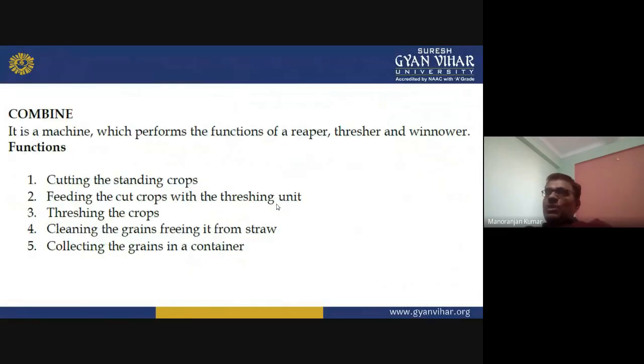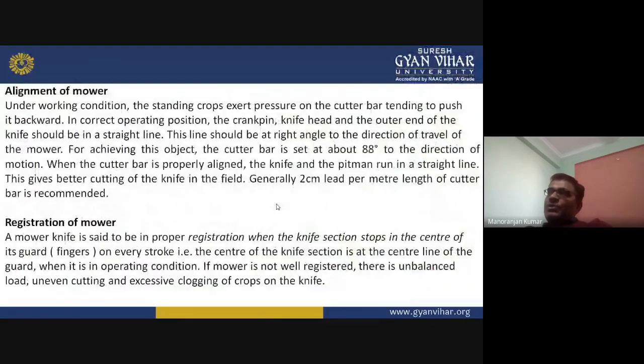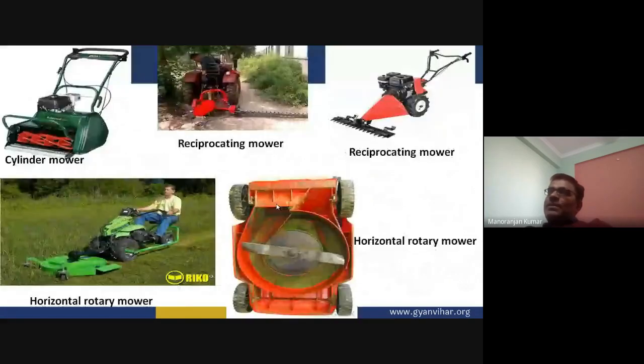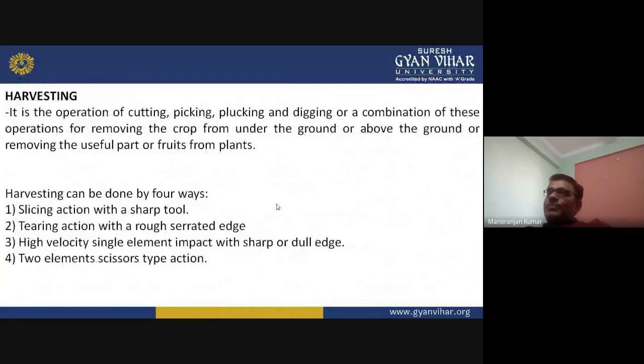So this is all about the harvesting equipment. In this lecture, we have seen the meaning of harvesting, what the different activities are, how the harvesting can be done, and what the different ways of harvesting are. In that we have seen slicing action, tearing action, high velocity single element impact with sharp or dull edge, or two element scissor type action. So these are the harvesting ways.